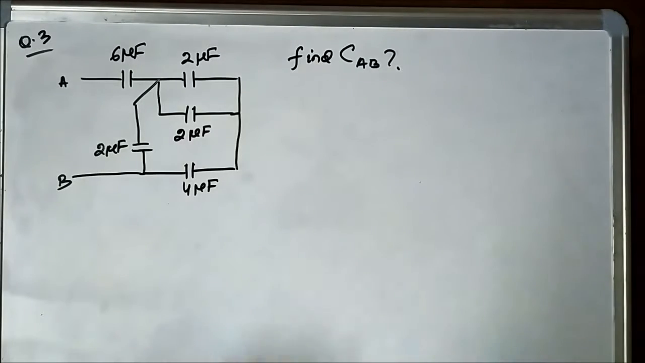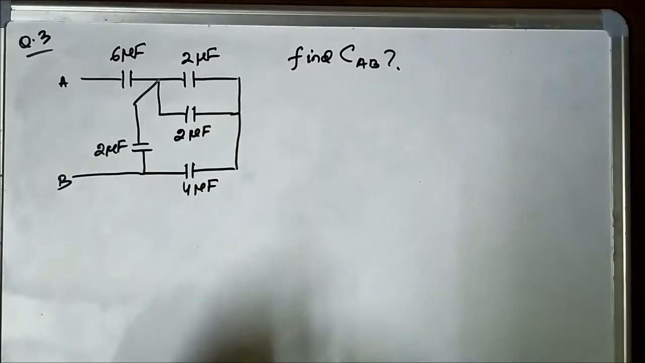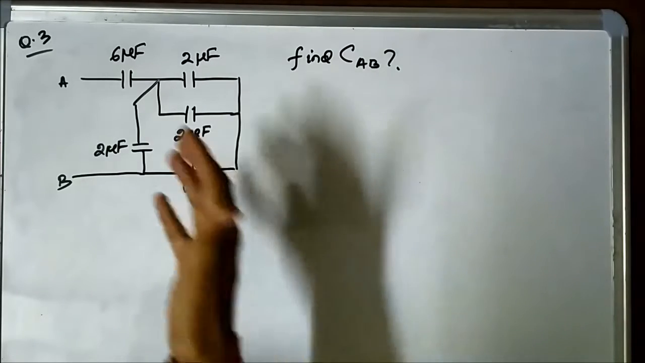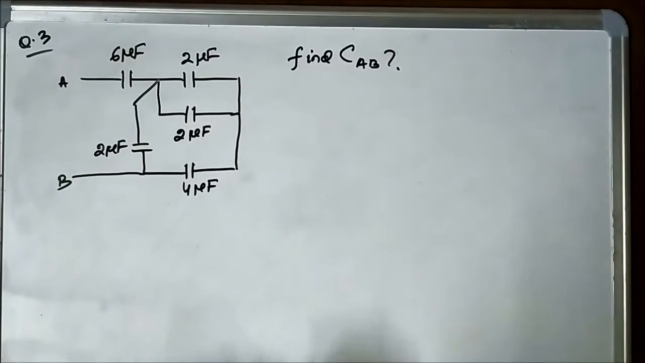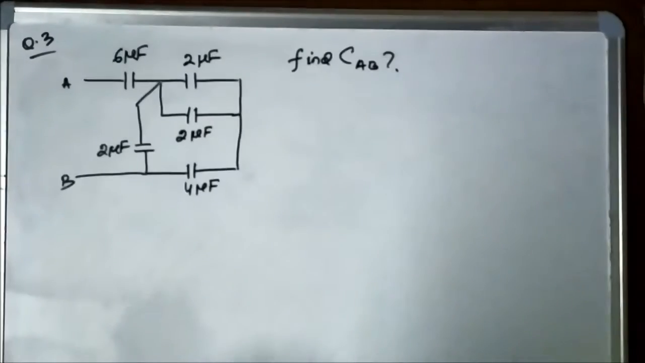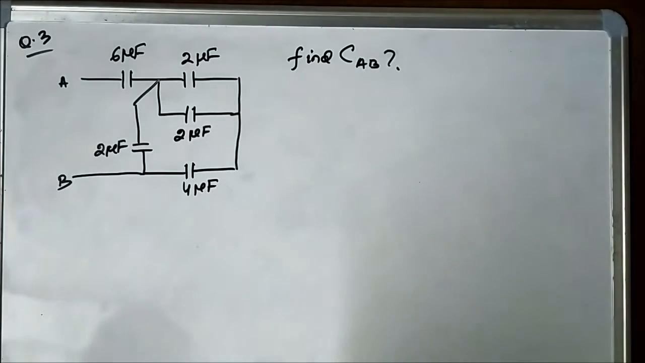So this is the third question related to calculation of equivalent capacitance. This is another circuit with a number of capacitors connected in the given way, and we have to find out the equivalent capacitance between these two points A and B.